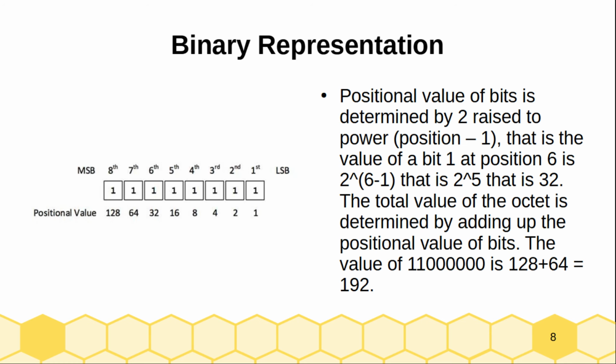The positional value of a bit is determined by 2 raised to the power of its position. The positions go from 0 up to 7. The value of the bit 1 at position 6 is 2 power 5, that is 32. The total value of the octet is determined by adding up the positional values of the bits. If the value is 1 1 and the remaining bits are 0, it is 128 plus 64, which is equal to 192.